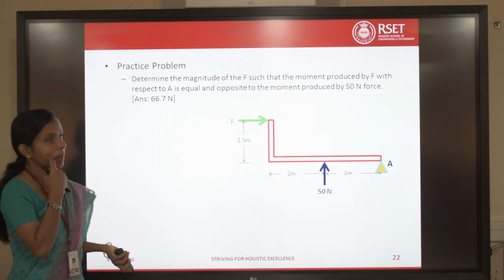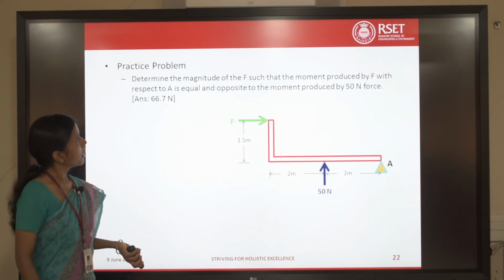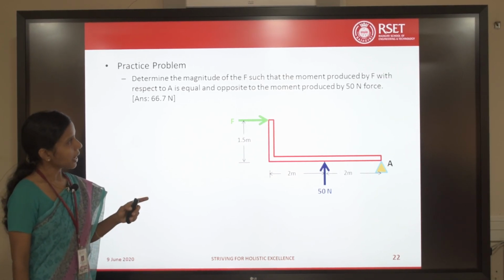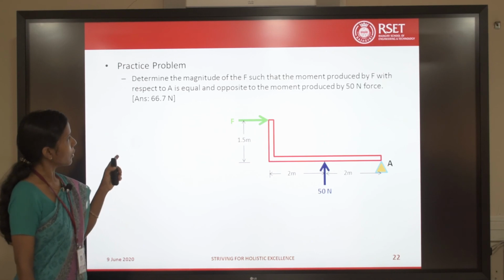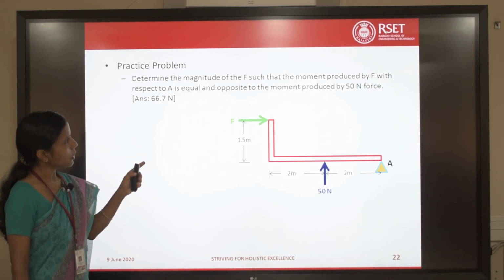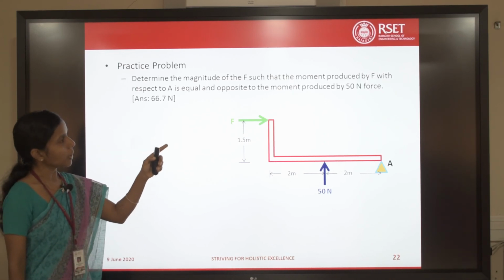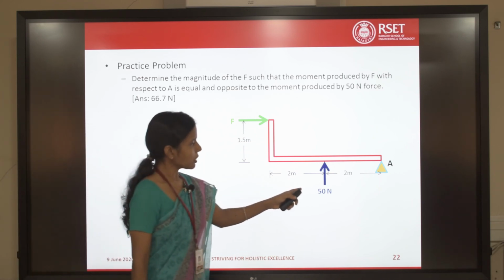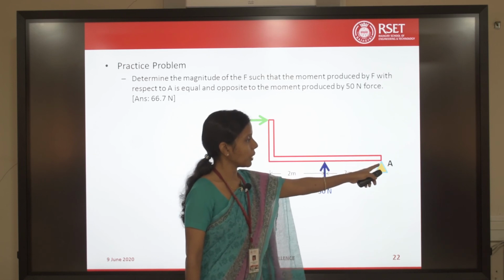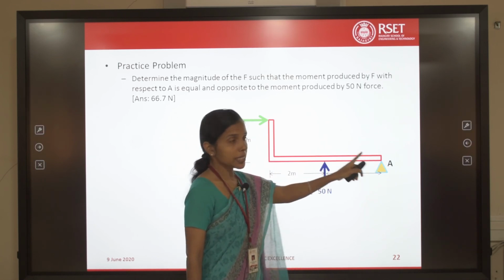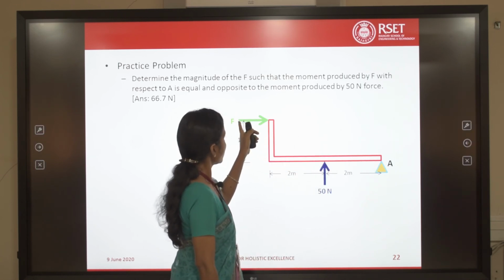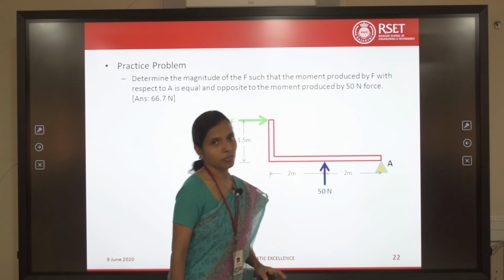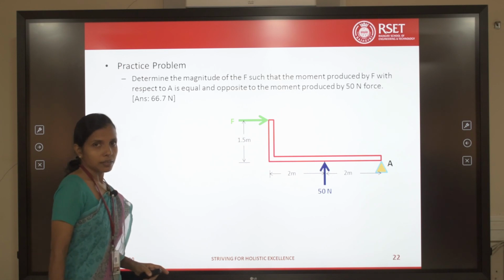So, this is one of the practice problems that you can do. You are asked to determine the magnitude of the force F such that the moment produced by F with respect to A is equal and opposite to the moment produced by the 50 Newton force about the point A. That means, whatever moment this 50 Newton force is going to make with respect to A should be the same as the effect of the force F with respect to A. You are asked to determine that force.